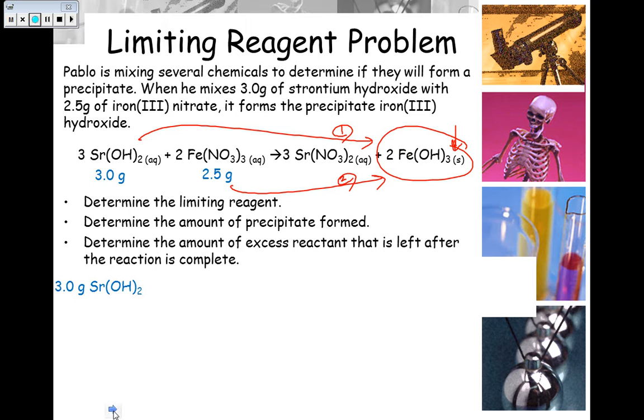I'm going to start with 3 grams of strontium hydroxide. I have to go through the whole thing of converting to moles, to the mole ratio, and find this guy. So it ends up looking something like this. Grams of strontium hydroxide at the bottom, 1 mole at the top. I get this number from where, guys? Periodic table. I'm going to add up strontium and 2 times the oxygen's mass plus 2 times the hydrogen's mass.